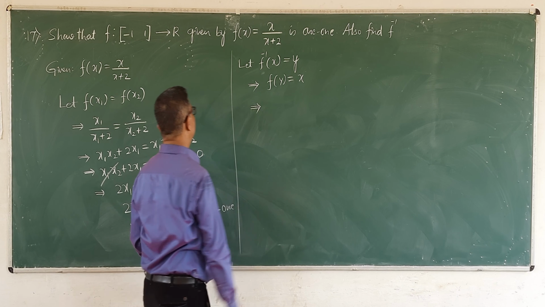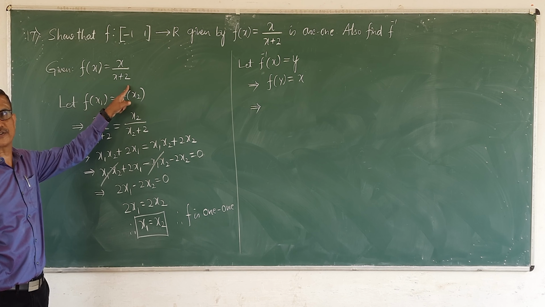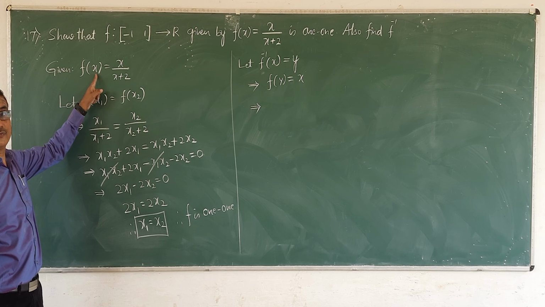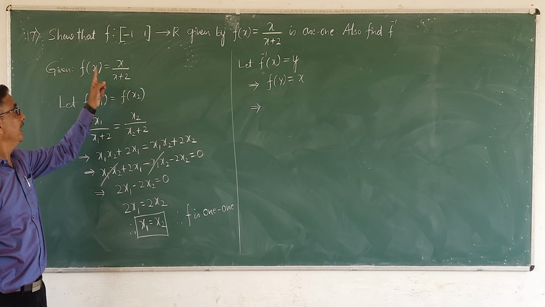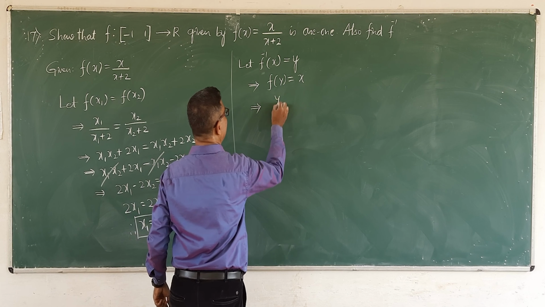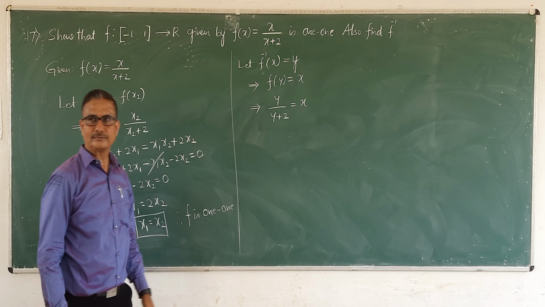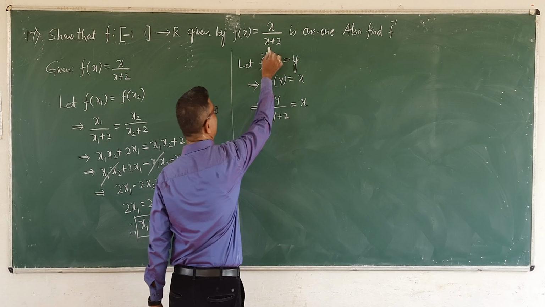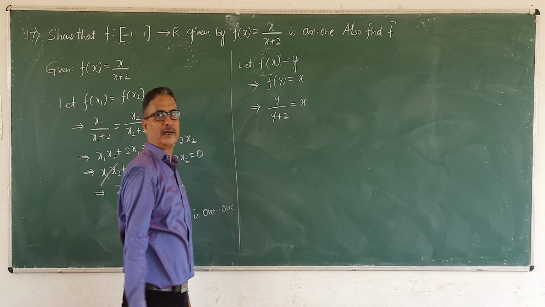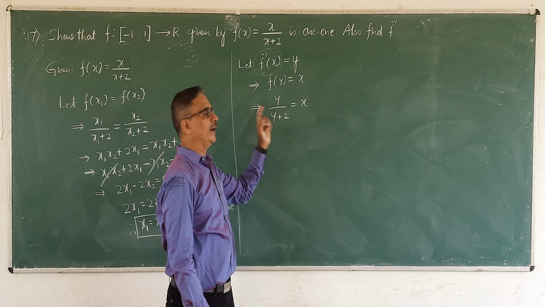This implies, since f of x is equal to x divided by x plus 2, that is given. Instead of x, here put y. What is f of y? y divided by y plus 2 is equal to x. Now to find the inverse image of x, we need the value of y. We don't know it, we call it y. Now find the value of y, which will be the inverse image of x.